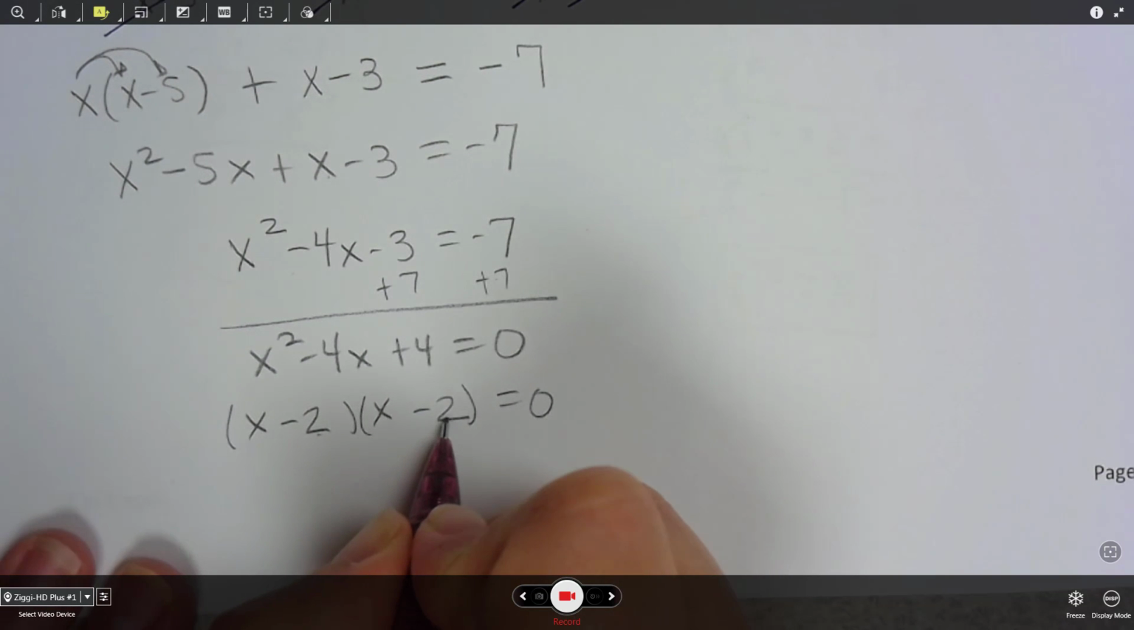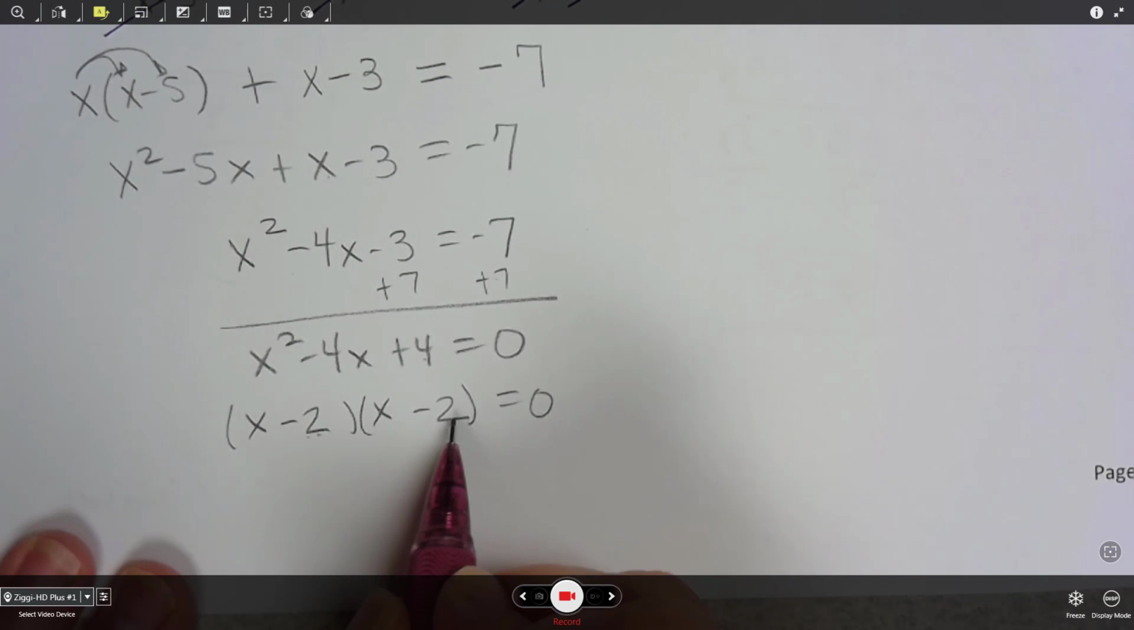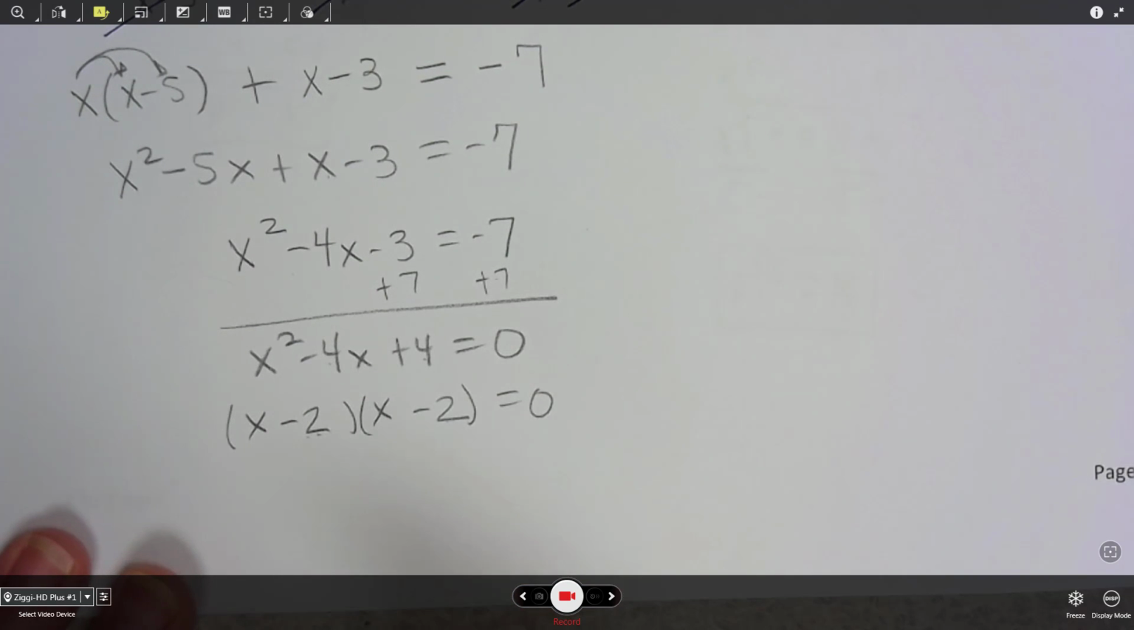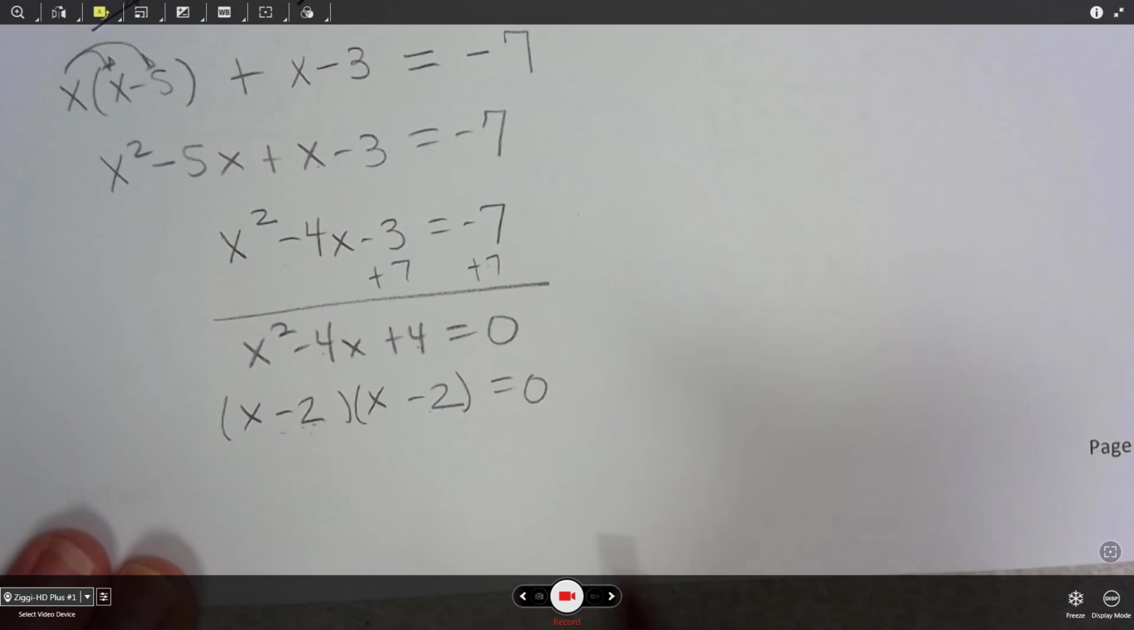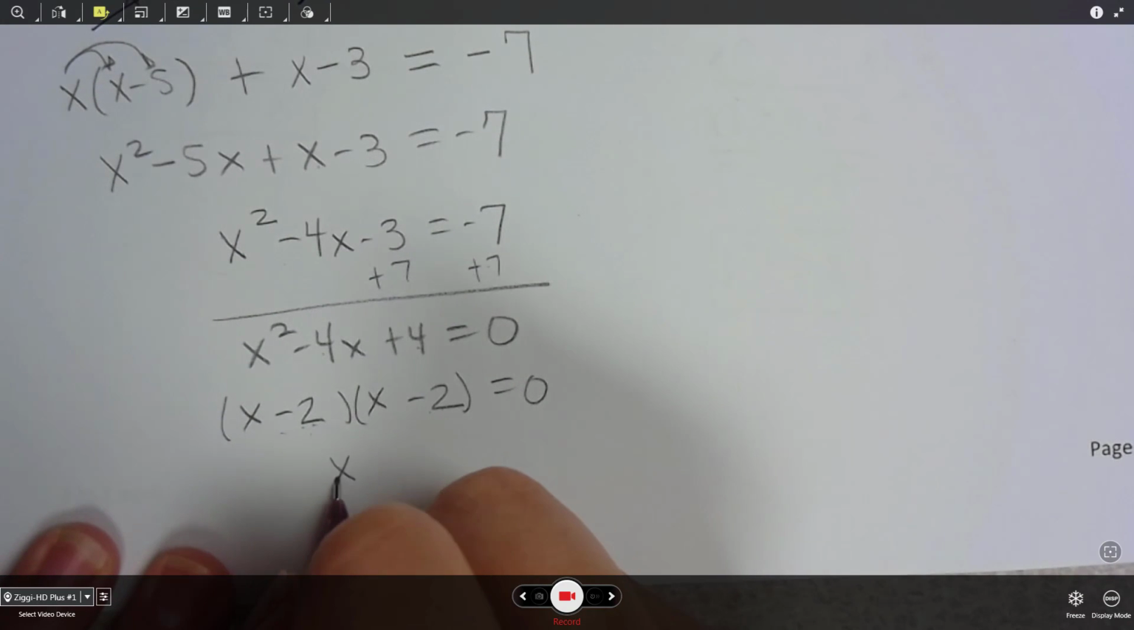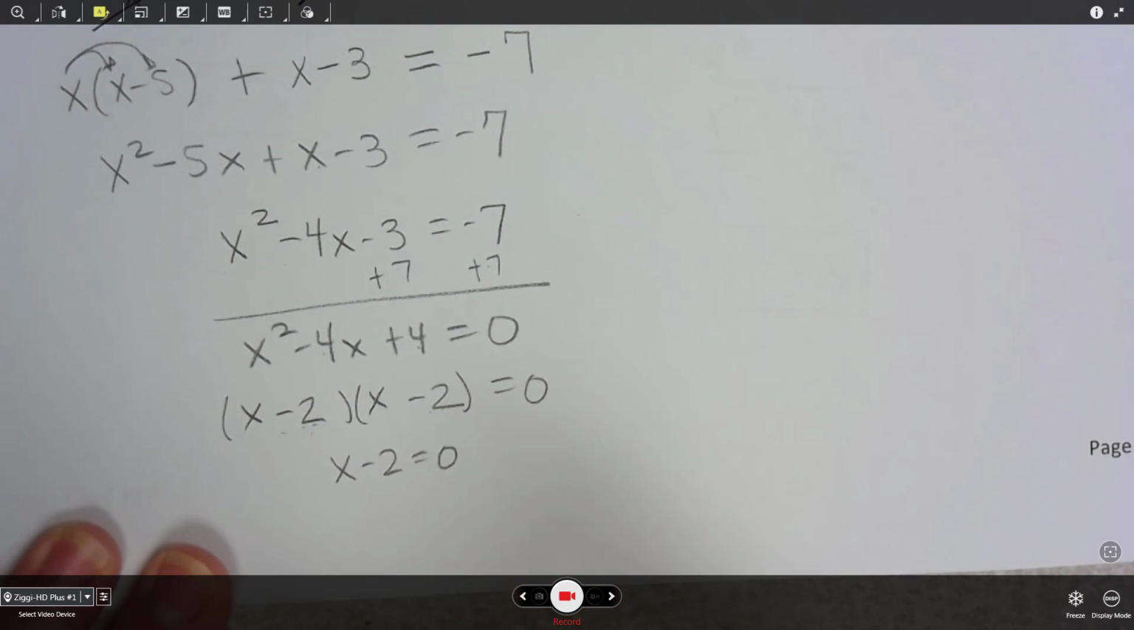Negative 2 times negative 2 is positive 4. Negative 2 plus negative 2 is negative 4. Since these two factors are exactly the same, I really only need to take one of them and set it equal to 0 and solve for x.